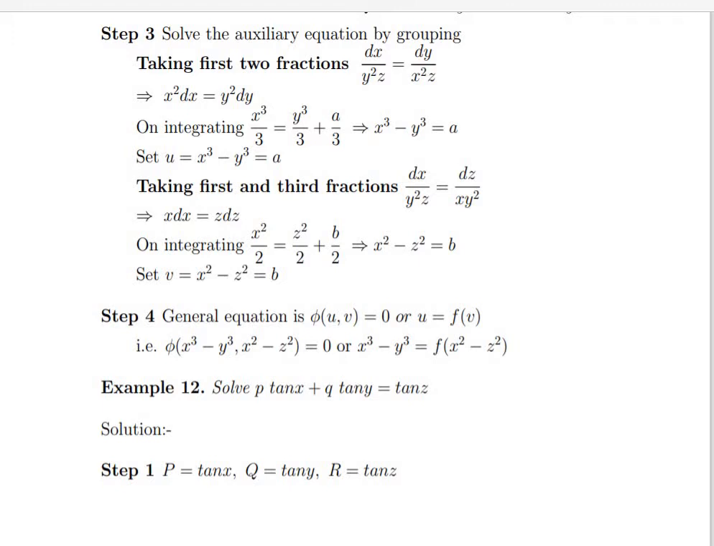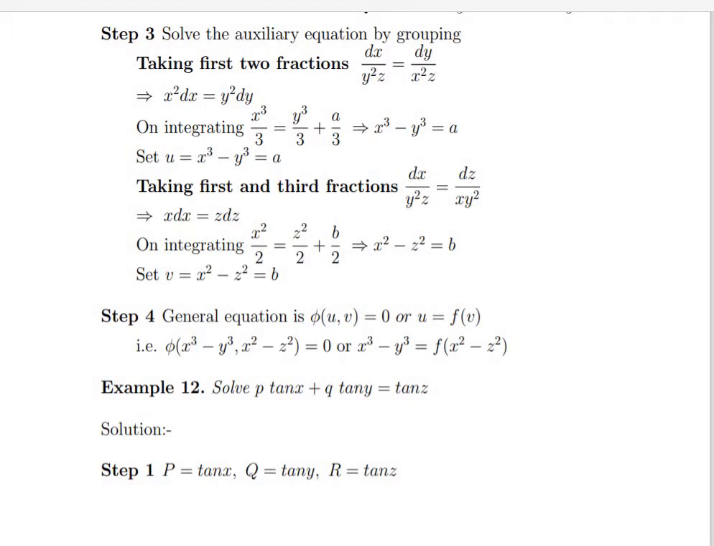Now for getting the other value, say the value of v, we will consider the first and third fractions in the auxiliary equations, that is dx by y square z equal to dz by xy square. If you observe these two fractions, y square is common on both sides of the equation. We will cancel that, and the equation will become dx by z equal to dz by x. On cross multiplying, it will become x dx equal to z dz.